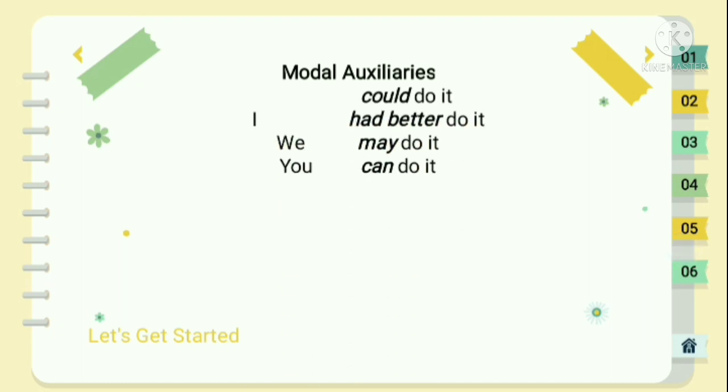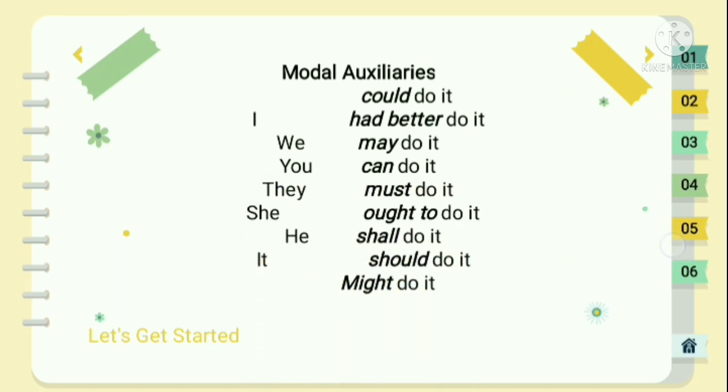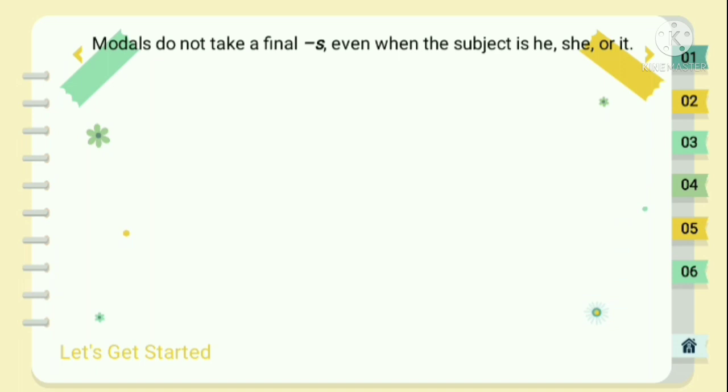Here you can see the modal auxiliaries. The subject I, you, we, they, she, he, it, followed by the modal auxiliaries can, had better, may, must, ought to, and so on. Those modal auxiliaries are followed by the simple form of do. So modals do not take final S even when the subject is he, she, or it.